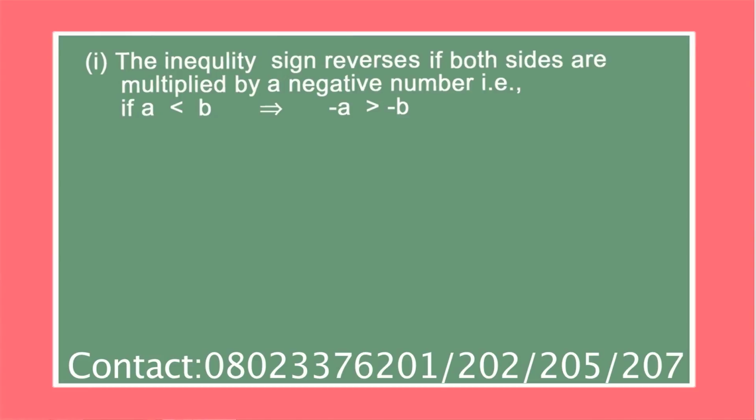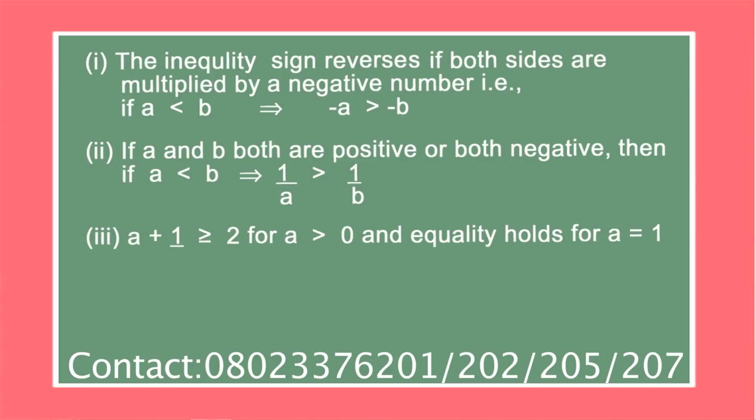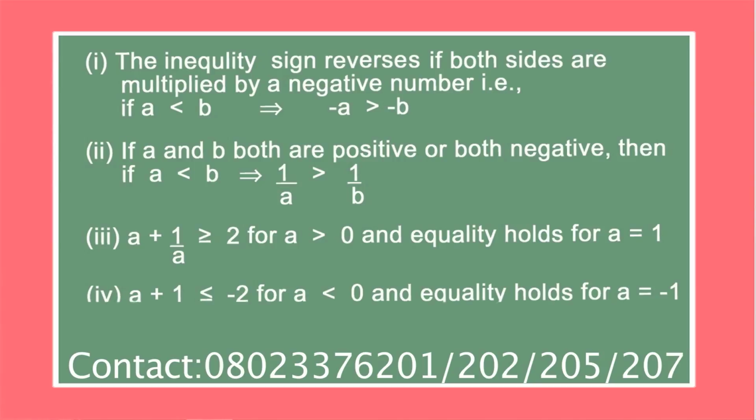If A and B both are positive or both negative, then if A less than B, this implies 1 by A is greater than 1 by B. A plus 1 by A is always greater than or equal to 2 for A greater than 0, and equality holds for A equal to 1. A plus 1 by A is less than or equal to minus 2 for A less than 0.